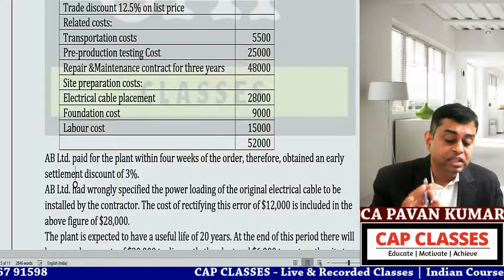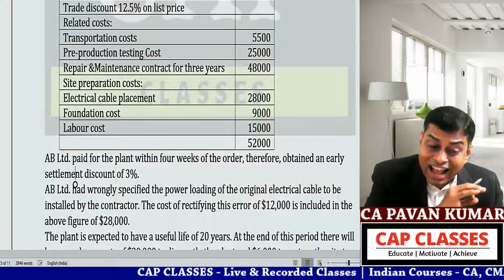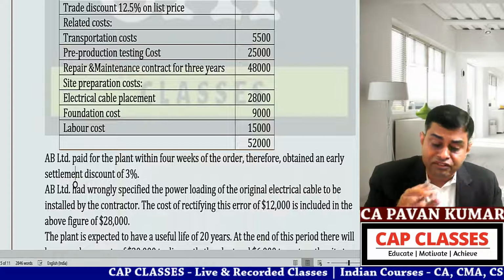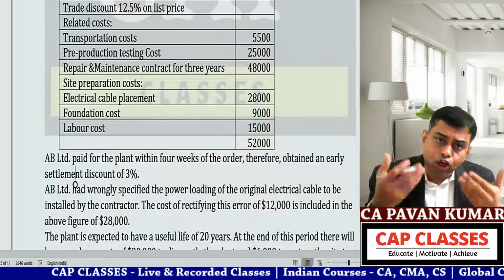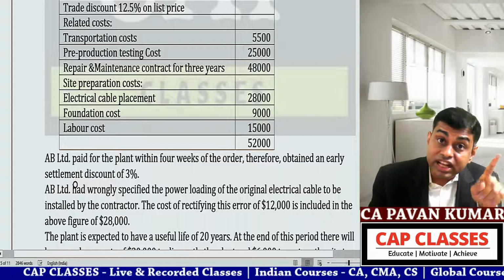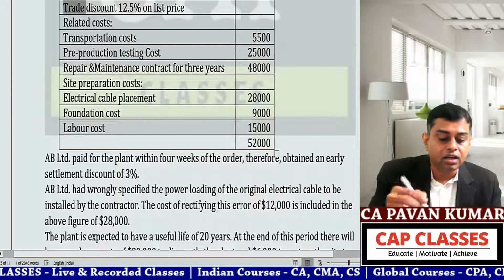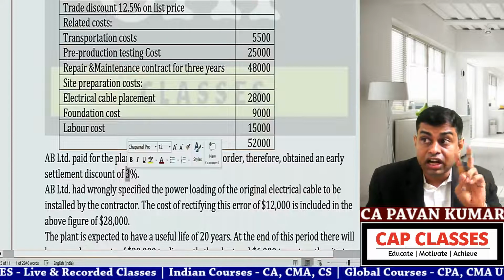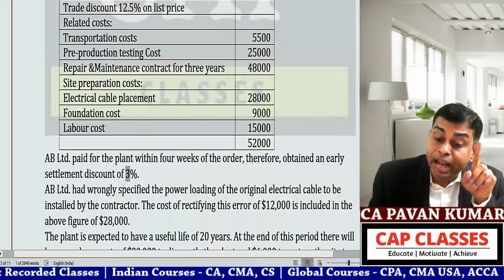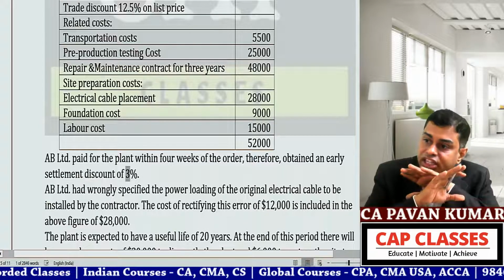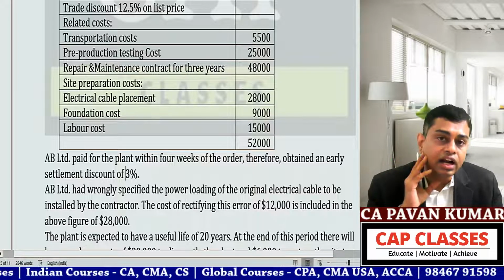Remember the rule. Settlement discounts for making early payments should never be included in calculation of cost of asset, either as an inclusion or as an exclusion. Trade discount, yes, it is related to the purchase of the asset. But this 3% discount is not related to the purchase of the asset. This is related to payment, but not acquisition. This has no connection with acquisition. So this 3% shall not be included.